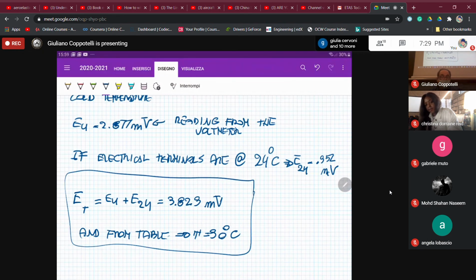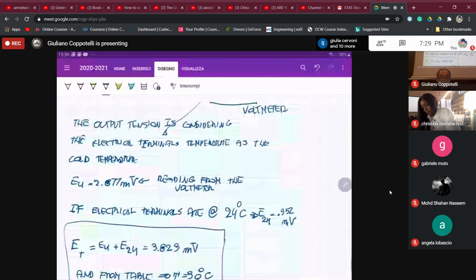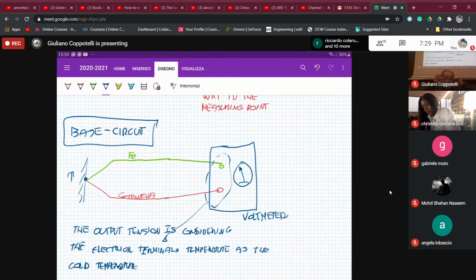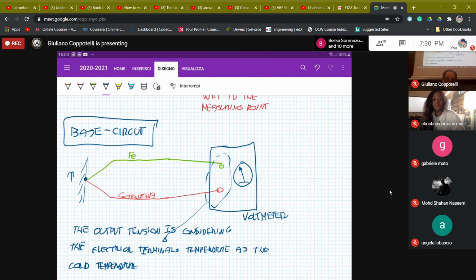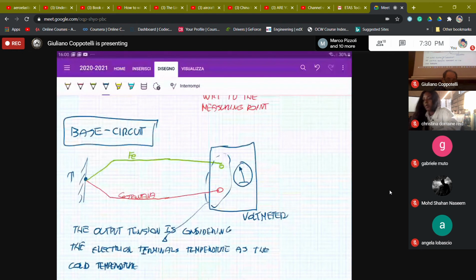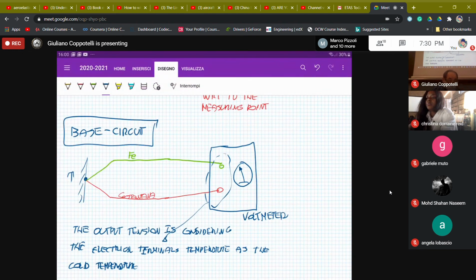That is just an additional exercise that you can have. However, the general layout that we call the base circuit is the one that I just drew. So hot junction at the unknown temperature, thermocouple, and then electrical terminals. You need to have the information of the temperature of those electrical terminals because they refer to the cold temperature. So you have to know the standard potential of the cold junction at that temperature, and then sum up everything. You have to use a table, but just one table. And that is how we can use it.